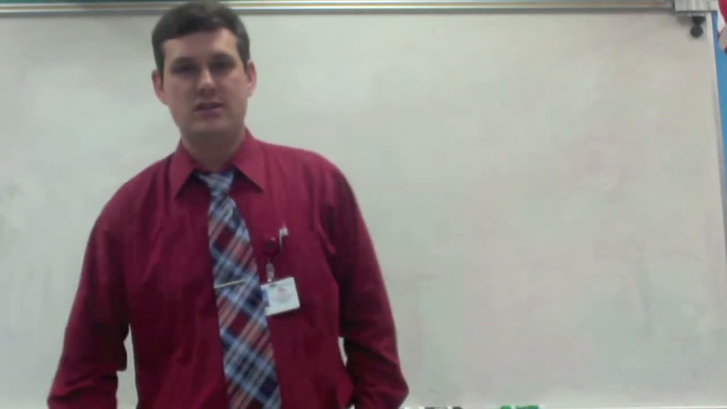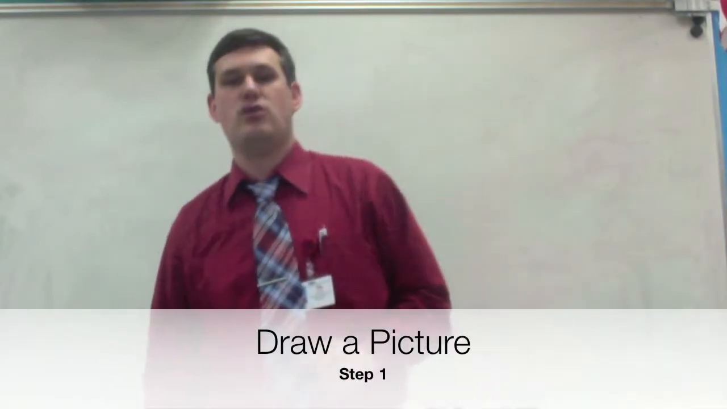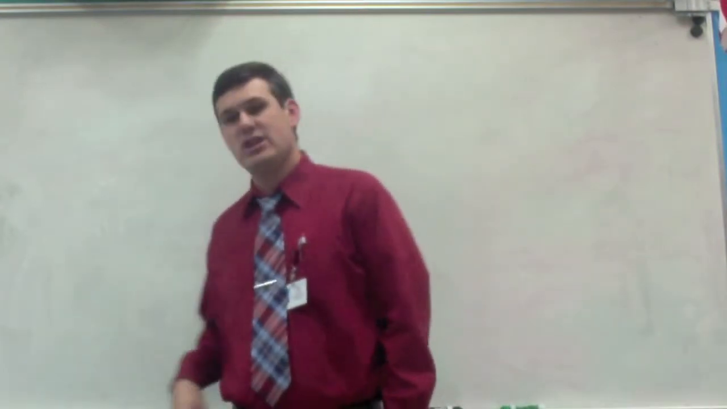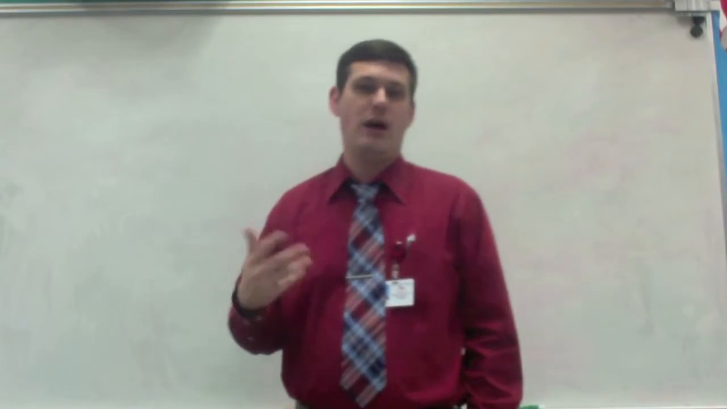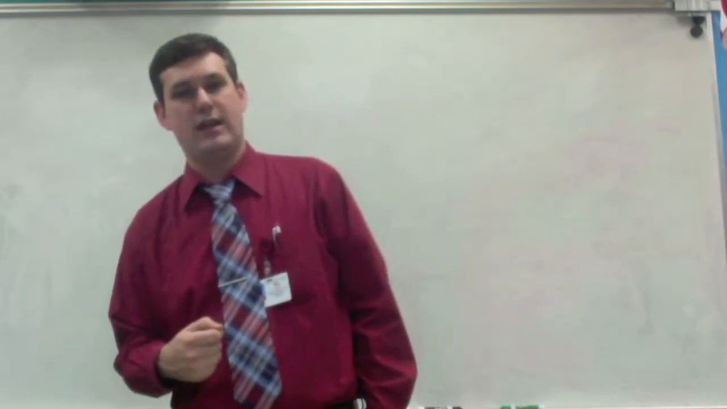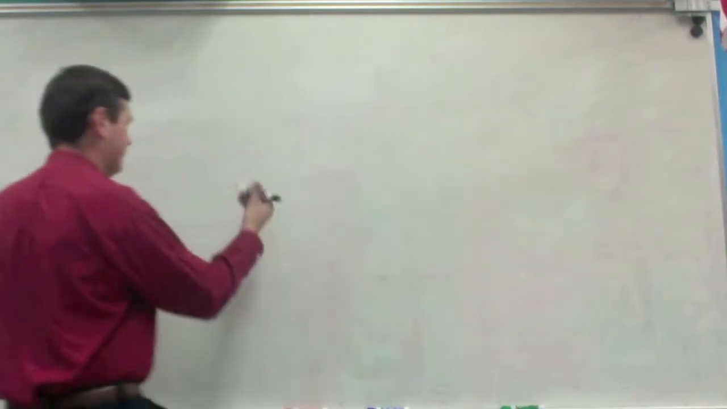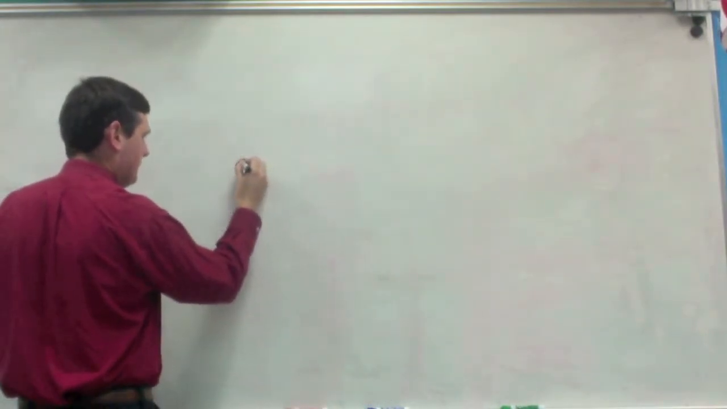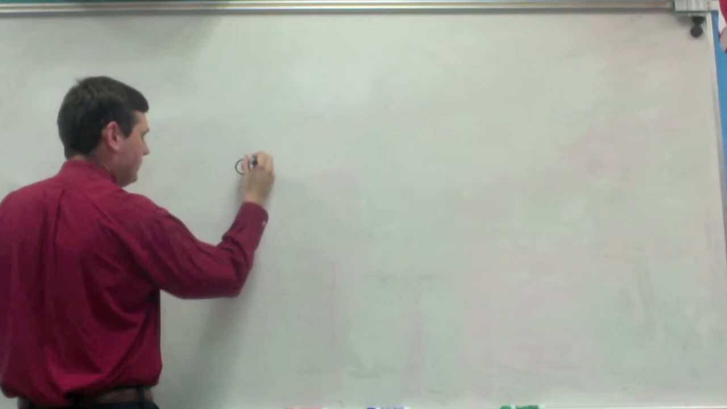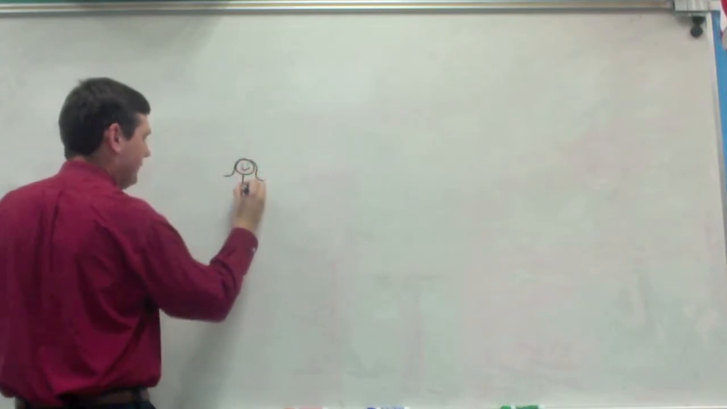So we're going to start this problem with step 1. Step 1 is draw the picture. In the picture we have Shelly and the flagpole, and we know how tall Shelly is. We don't know how tall the flagpole is. So first we draw Shelly. She's happy.